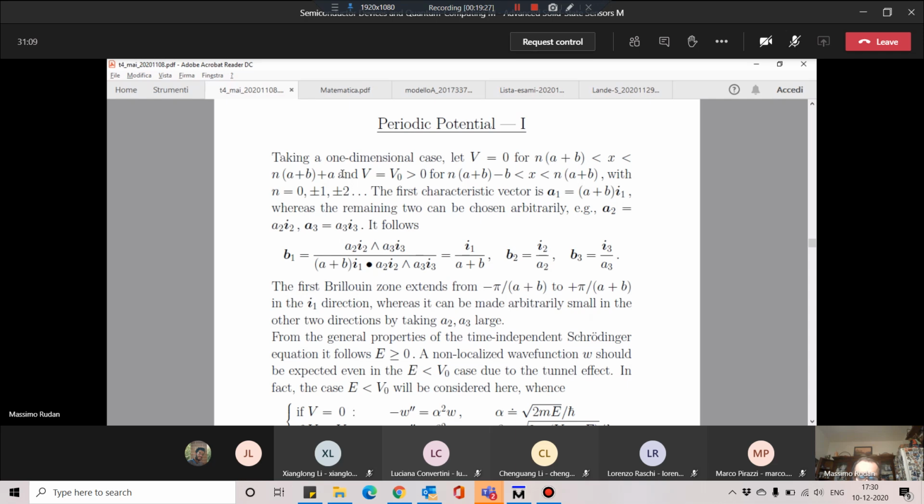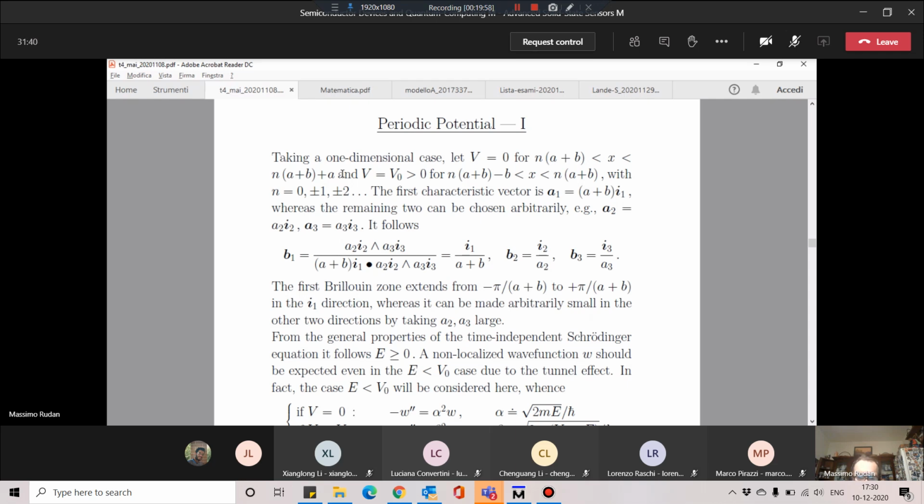You remember that the Brillouin zone is symmetric with respect to the origin. So one half of it stays on the left and the other half of it stays on the right. So the Brillouin zone goes from minus pi over A plus B to plus pi divided by A plus B. Okay?